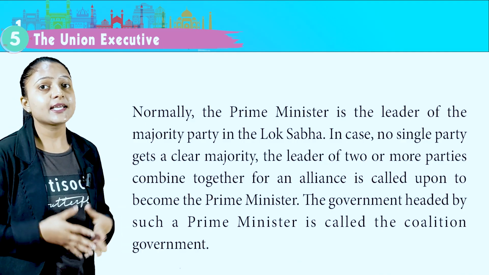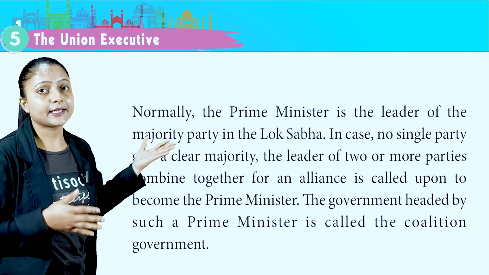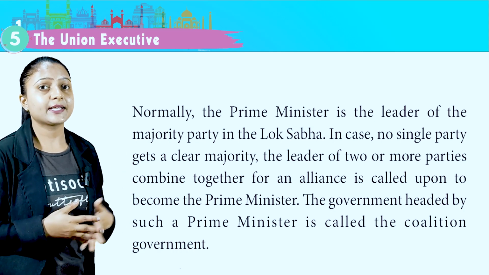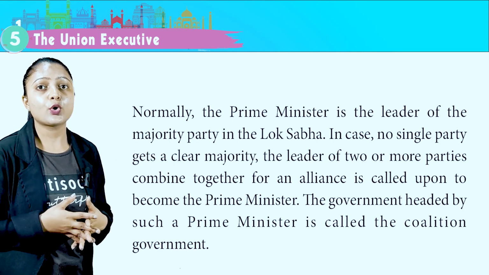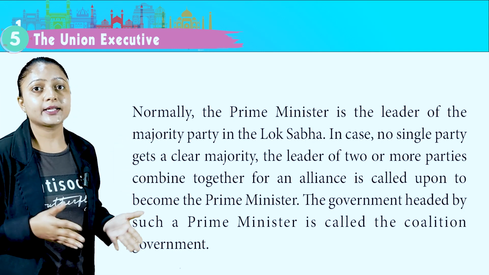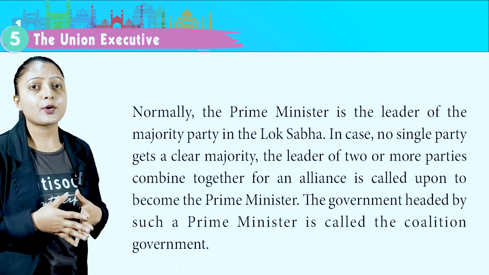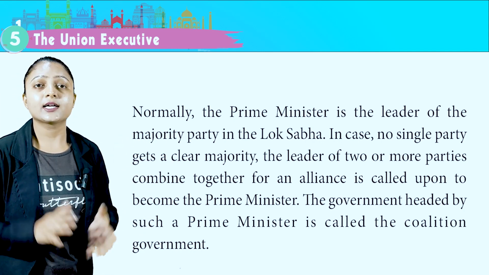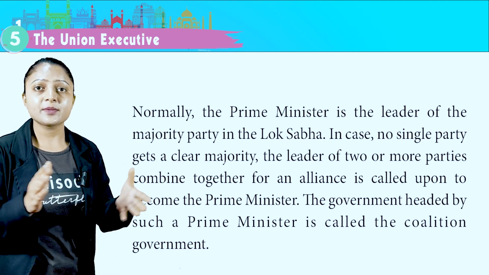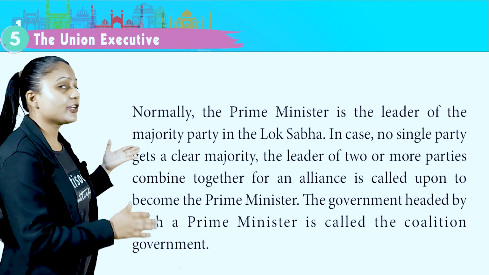Normally, the Prime Minister is the leader of the majority party in the Lok Sabha. In case no single party gets a clear majority, the leader of 2 or more parties combined together in an alliance is called upon to become the Prime Minister. The government headed by such a Prime Minister is called the coalition government.